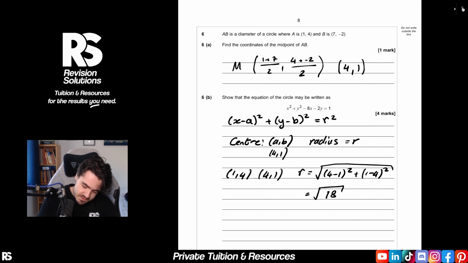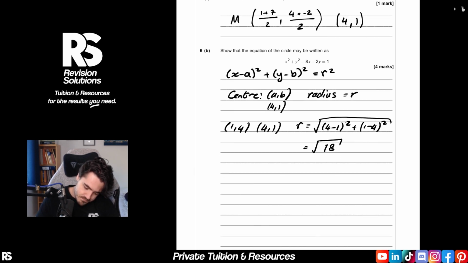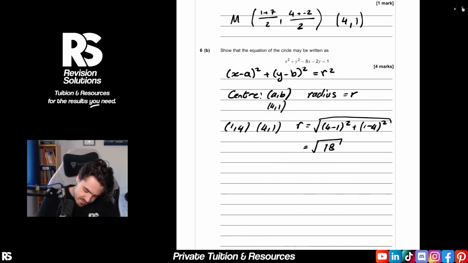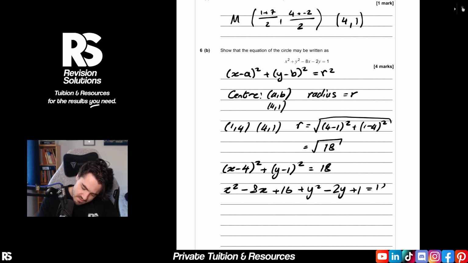So substituting what we know into the equation of our circle, we'd have x minus 4 squared plus y minus 1 squared equals root 18 all squared, but that would just be 18. And then we need to expand out the brackets to get it in the form they asked for. So x minus 4 squared, expanding that out would give us x squared minus 8x plus 16. Expanding the other bracket would give us y squared minus 2y plus 1, and that's still all equal to 18.